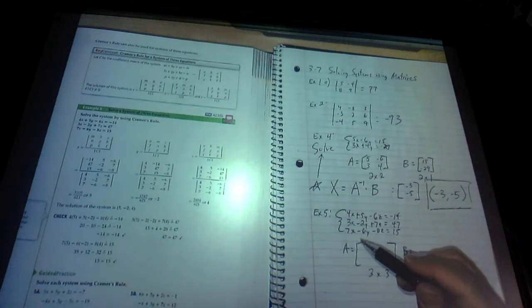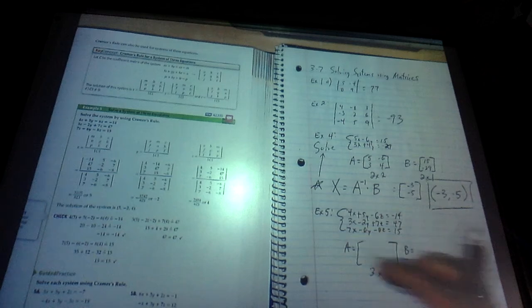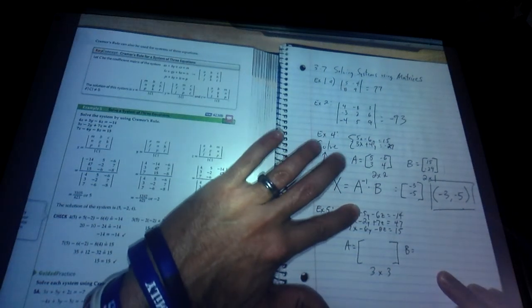Let me kind of side note. If you're ever solving for 3 variables, and like right here, let's say that 4x wasn't there, and the top line just said 5y minus 6z, you would have to plug in 0 for x. So you have to have a placeholder for 9 spots in this 3 by 3 matrix. Luckily for us, we've got coefficients, so go fill it in.